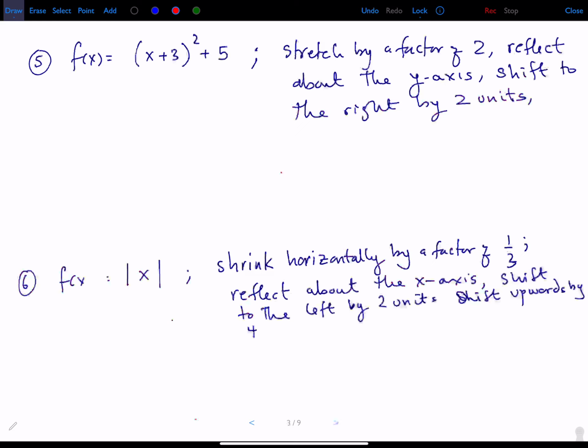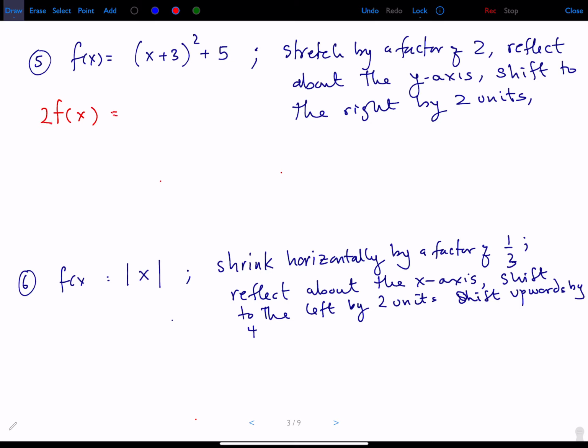All right, let's look at the last two. I have this parent function, which is x squared, x plus 3 squared plus 5. And I need to stretch by a factor of 2, reflect about the y-axis, shift to the right by 3 units. So when I start this, I have my function. And what I might do, I'm stretching by a factor of 2. That means I need to multiply this function by 2.